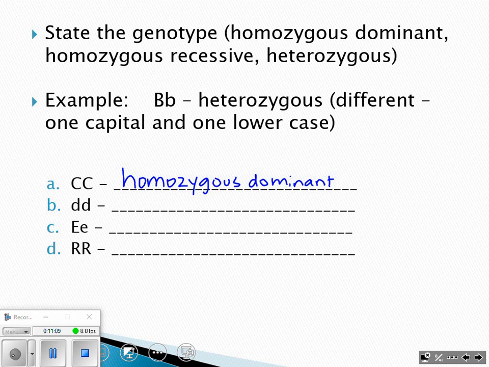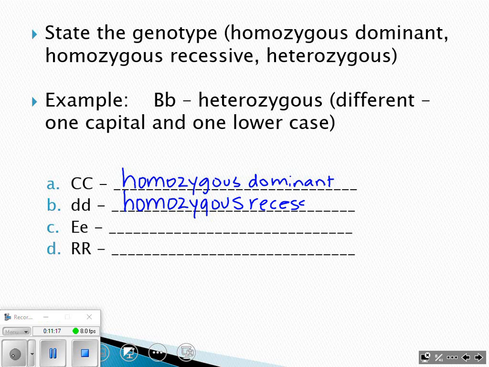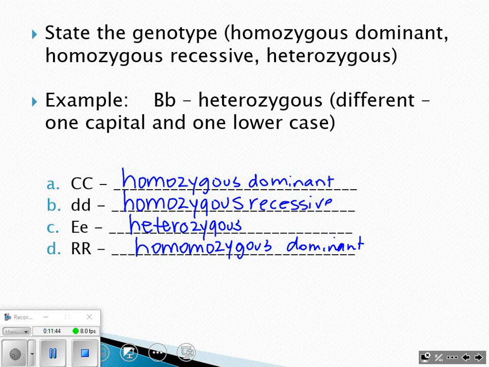If I have two little d's, that's still homozygous, it's still the same. But in this case, it's not homozygous dominant, it's homozygous recessive. If I have a capital and a lowercase, that is heterozygous. They're different. And capital R, again, homozygous dominant. Hopefully, if you find it easy, that's great. It's just a matter of trying to keep everything straight. The last one is a little bit trickier.